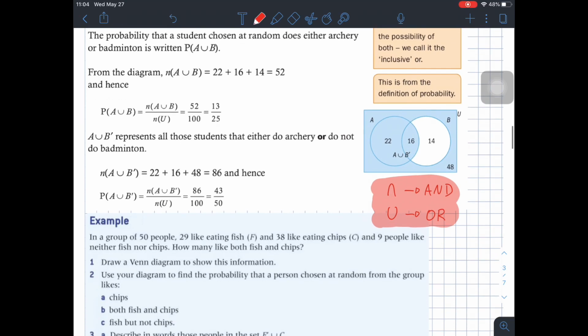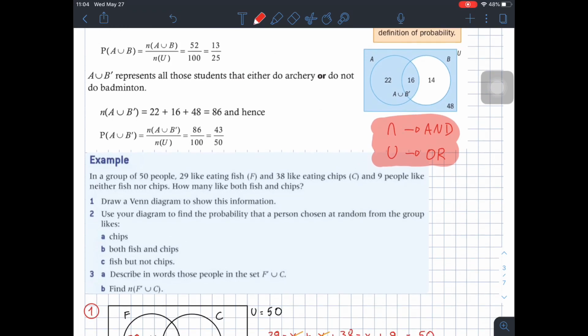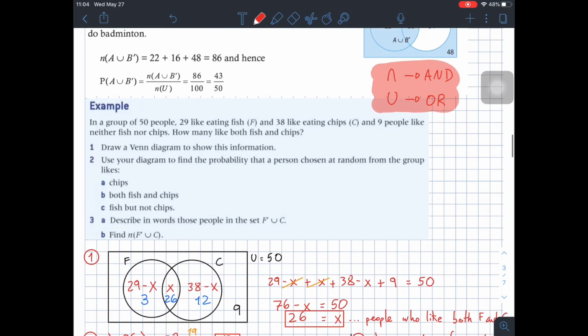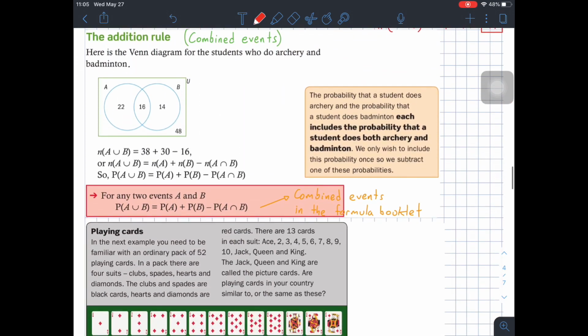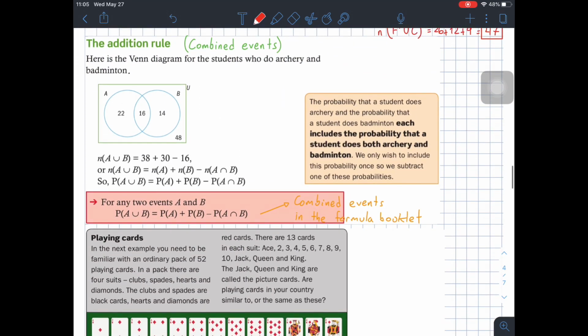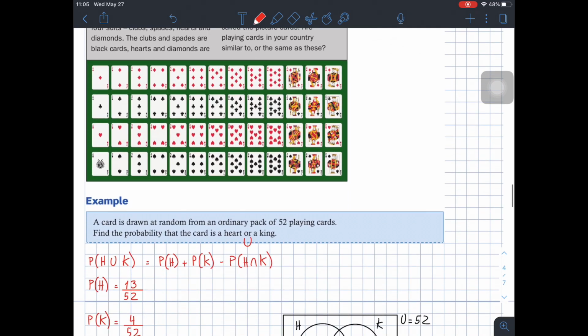And for union, the symbol is U and the clue word would be "or", right? We've seen some examples. Then we saw the addition rule, which is combined events. We saw the formula, which is available in the formula booklet. And then we've seen some exercises about this.